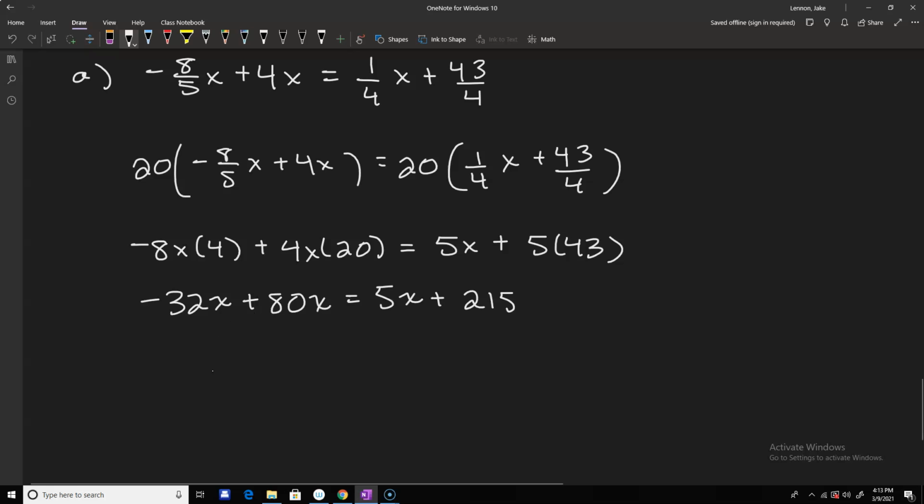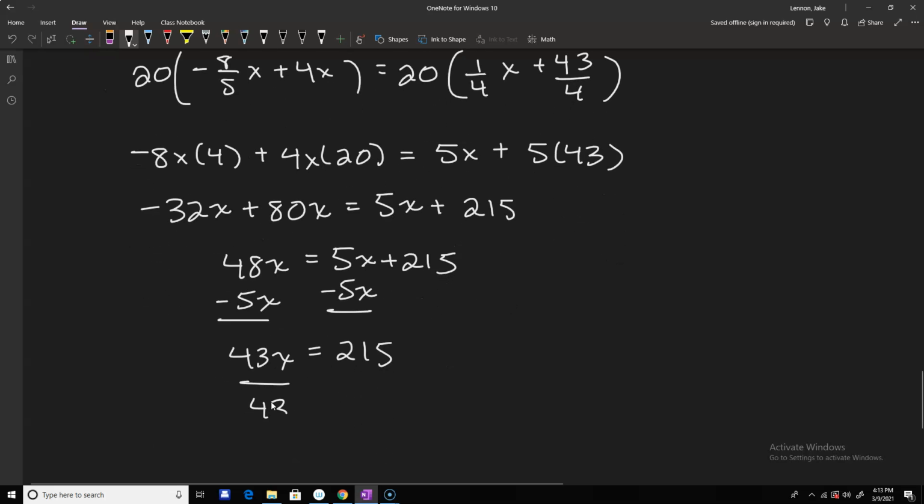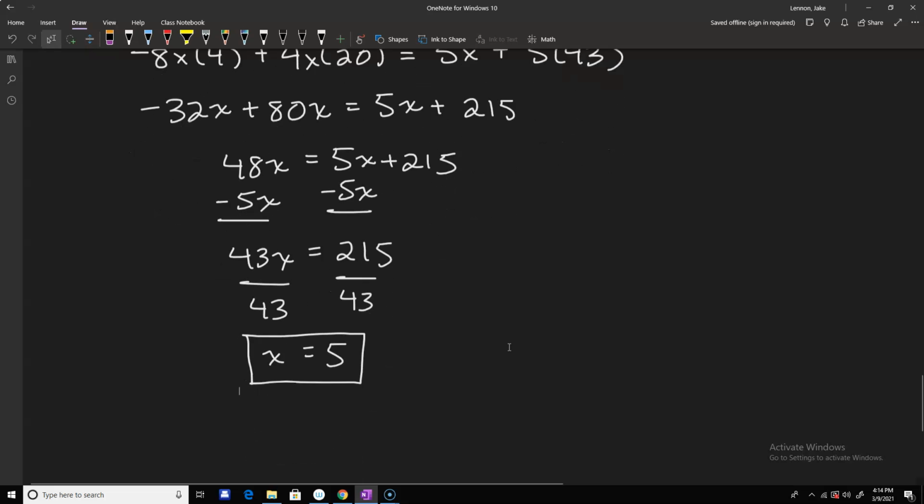And so minus 32 plus 80, that's going to leave us with 48x equals 5x plus 215. And we just subtract 5x on both sides. So we have 43x equals 215. And then we divide by 43. And what do you know? I think that comes out exactly to 5. Yep, sure does. So let's do one more of those.